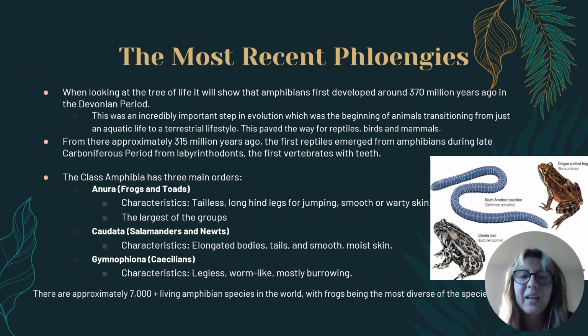Now we are going to start discussing the introduction to amphibian evolution as well as their most recent phylogenies. This is just going to be a brief overview as we get more in depth in our future slides. Amphibians first emerged around 370 million years ago during the Devonian period. This was a critical step in the evolutionary process as it's what allowed animals to transition from a purely aquatic lifestyle to a terrestrial lifestyle.